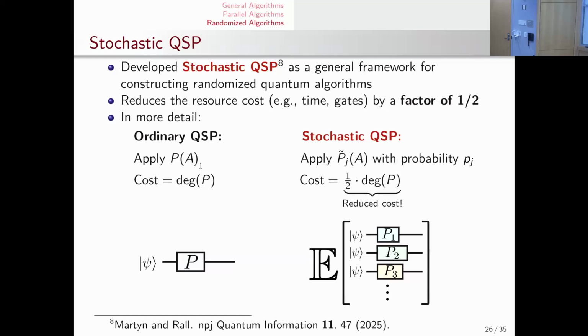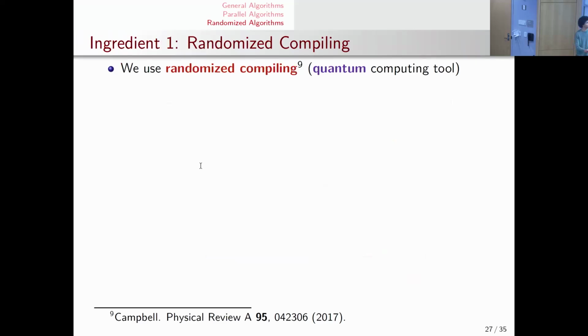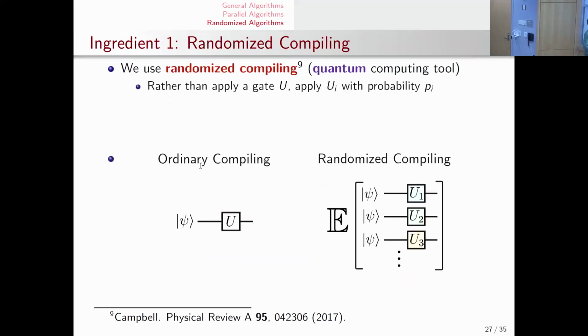So this is what we're going to aim to construct, and I'll show you how we do this and achieve this constant factor reduction in cost. So the key to doing this is to use something known as randomized compiling, which is a quantum computing tool. And what it says is as follows.